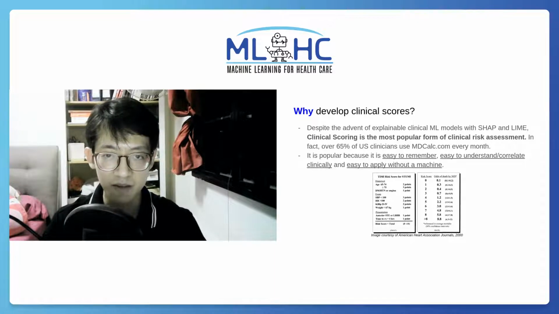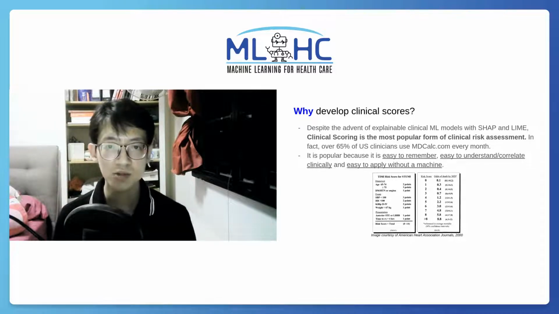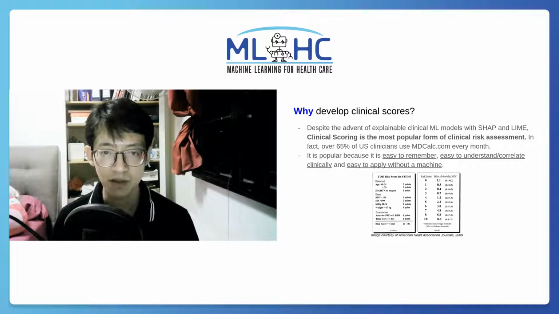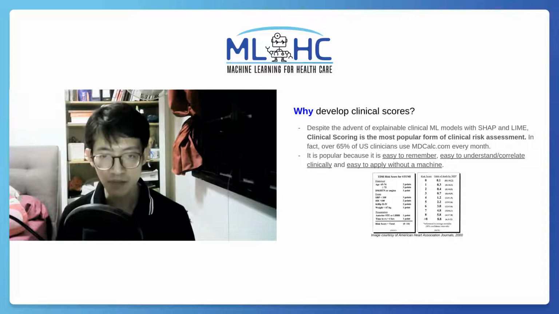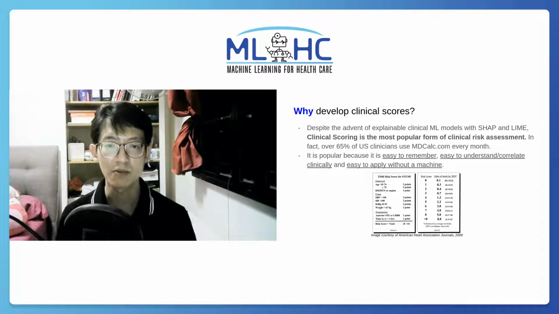Despite the advent of explainable clinical ML models with SHAP and LIME, clinical scores remain the most popular form of clinical risk assessment. In fact, over 65% of US clinicians use clinical scores on mdcalc.com every month. It is popular because it's easy to remember, easy to understand, correlate clinically, and easy to apply without a machine.